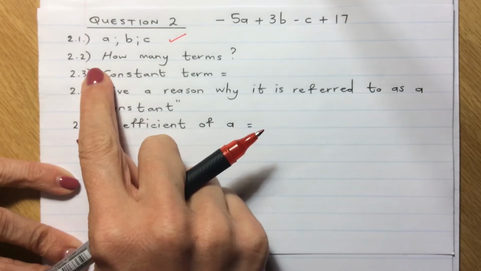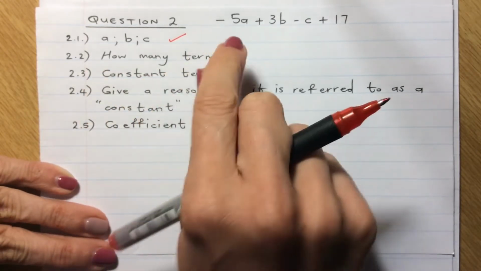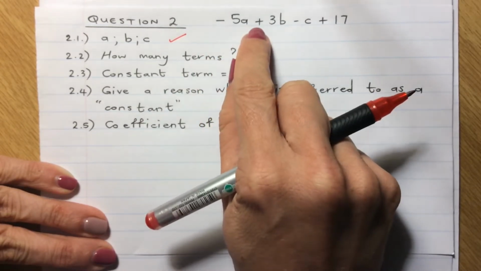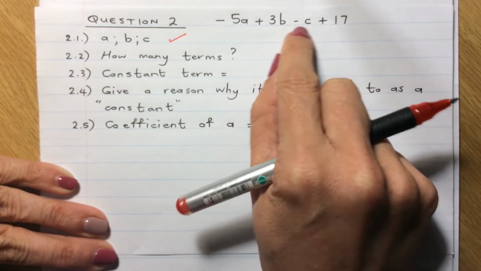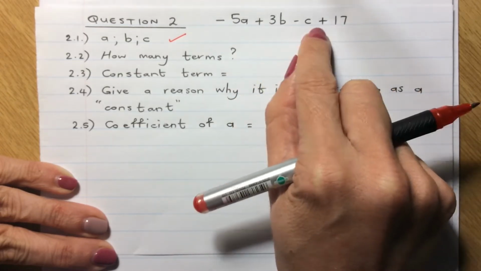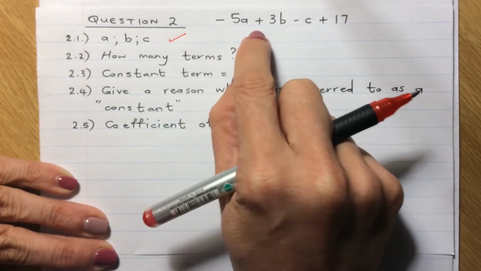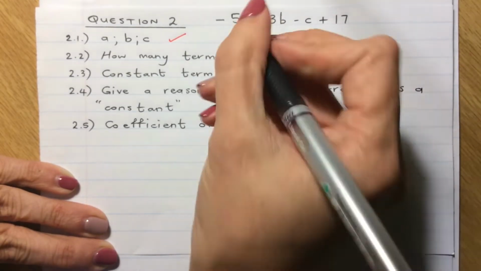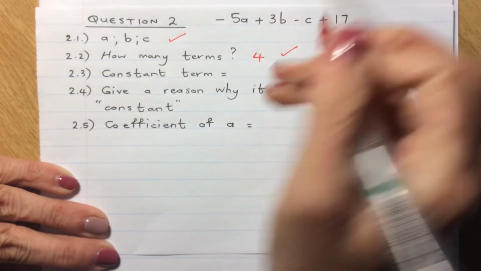Then 2.2 said how many terms are there in the algebraic expression. So this negative 5a is 1 term. The positive 3b is another. Negative c or negative 1c, and then the plus 17 at the back. So technically you're counting every term where you see a plus or a minus sign, that is a new term. So I have got 4 terms for 1 mark.